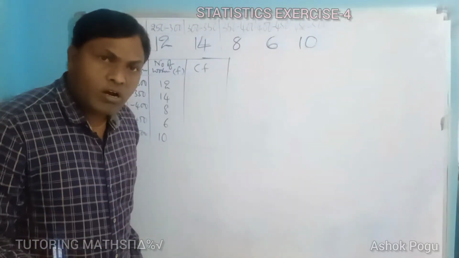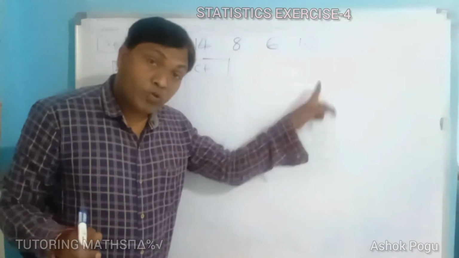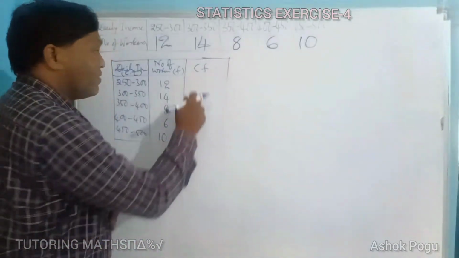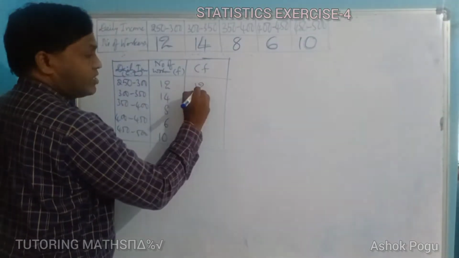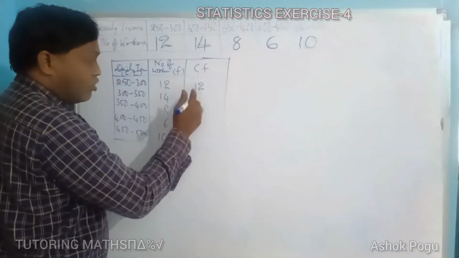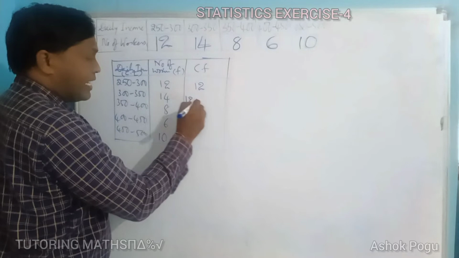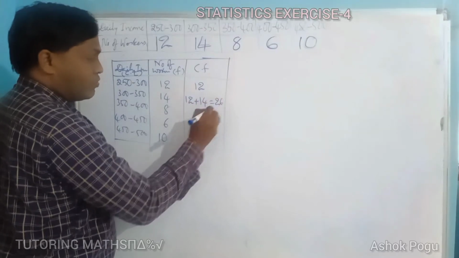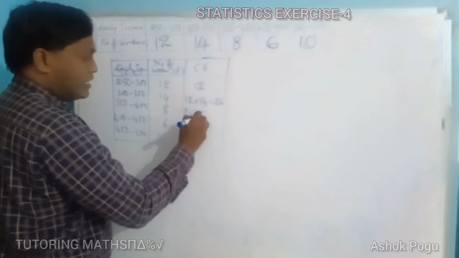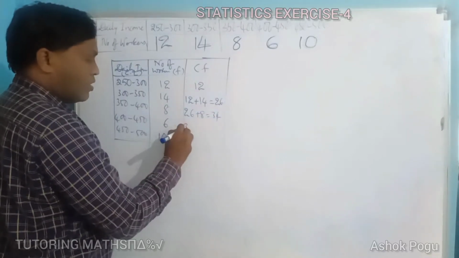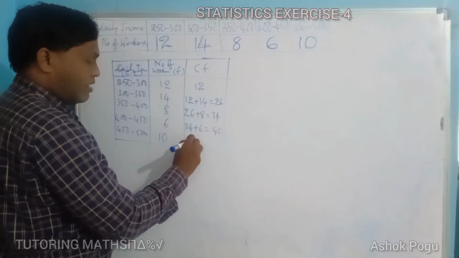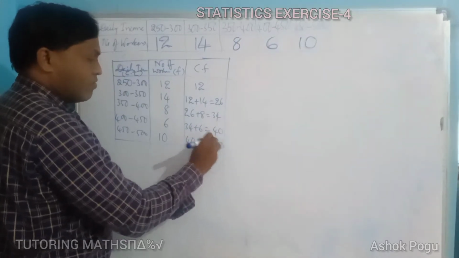Now we are going to draw the less than type ogive curve. So we require only the less than cumulative frequency. You know that the first value has no change, and from the second value onwards we add the next succeeding frequency. It is 26, 26 plus 8 is 34, 34 plus 6 is 40, and finally 40 plus 10 is 50.